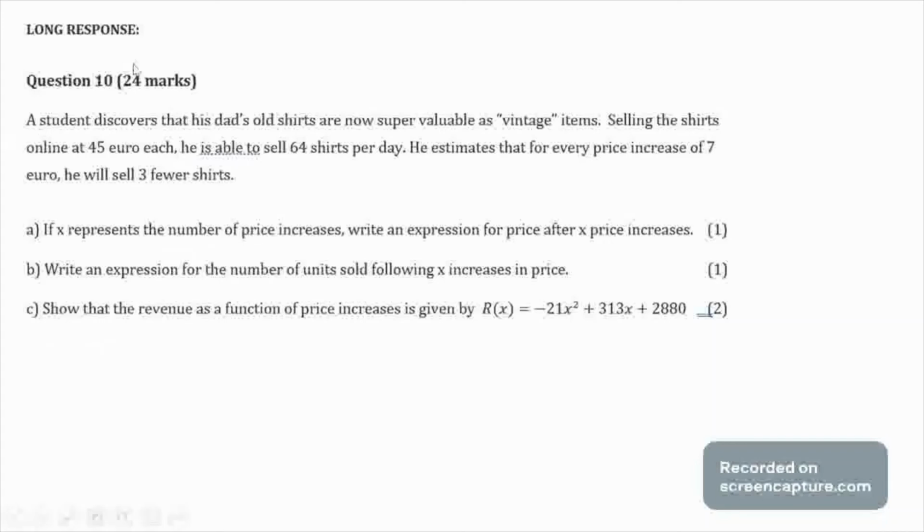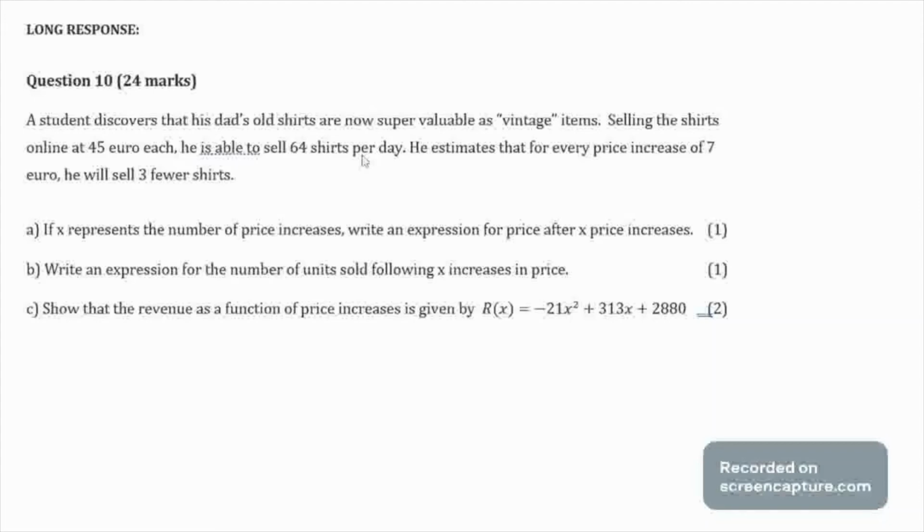Let's try. So a student discovers that his dad's old shirts are now super valuable as vintage items. Selling the shirts online at 45 euros each, he is able to sell 64 shirts per day. So he already knows that. The price is 45 euro. He sells 64 per day. That price leads to this kind of business for him.